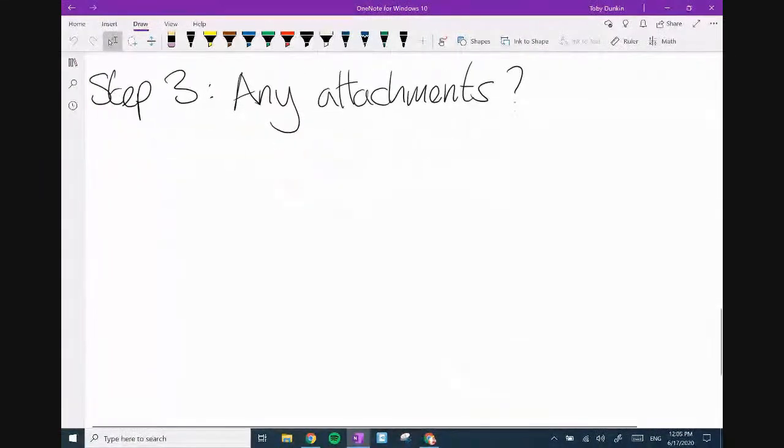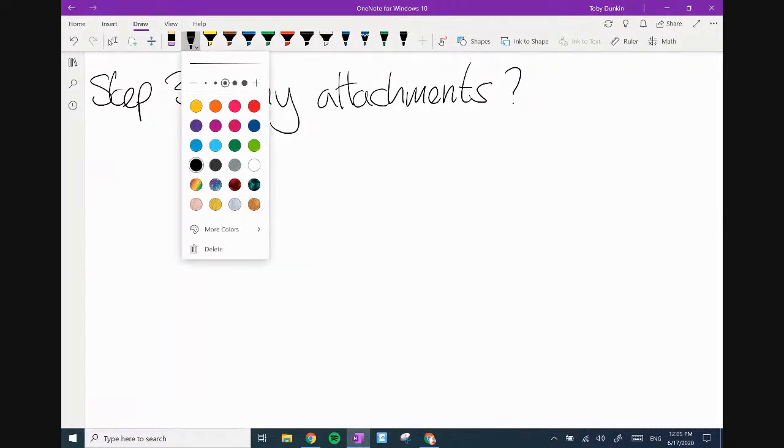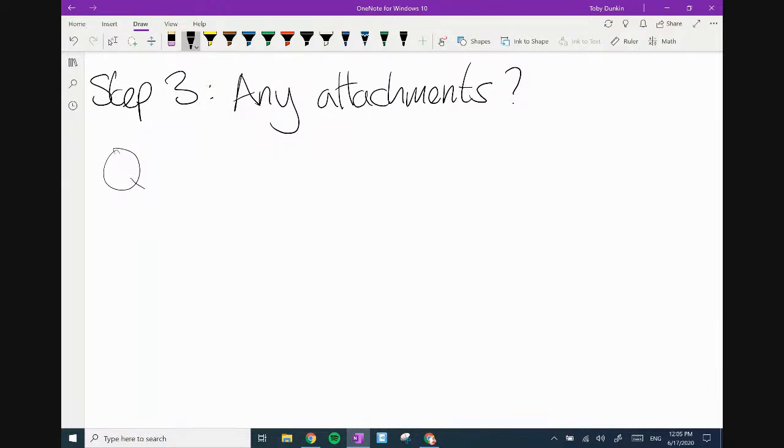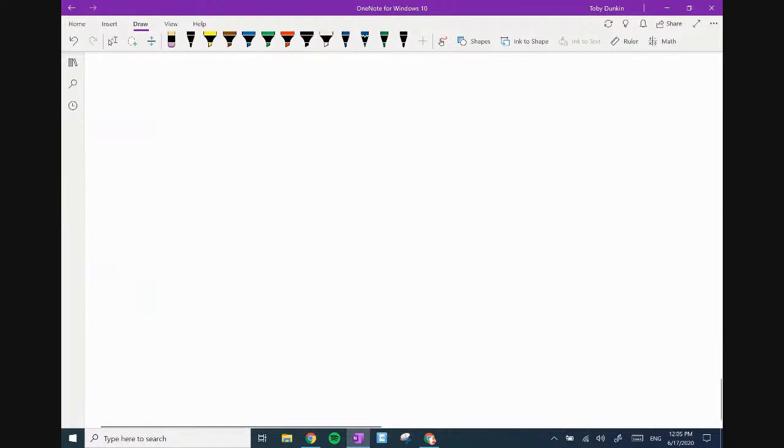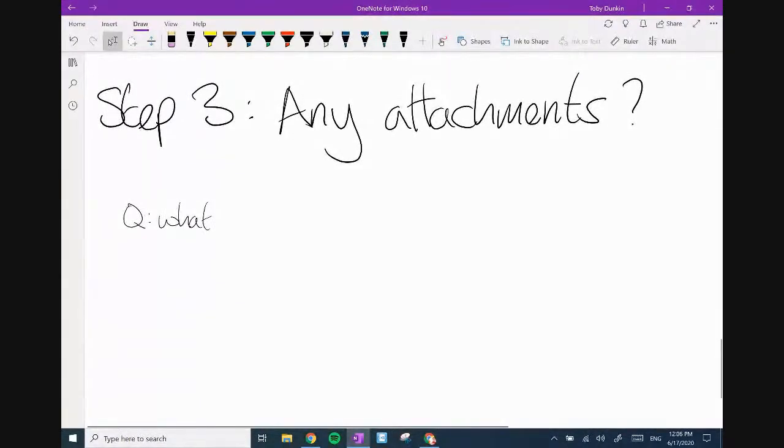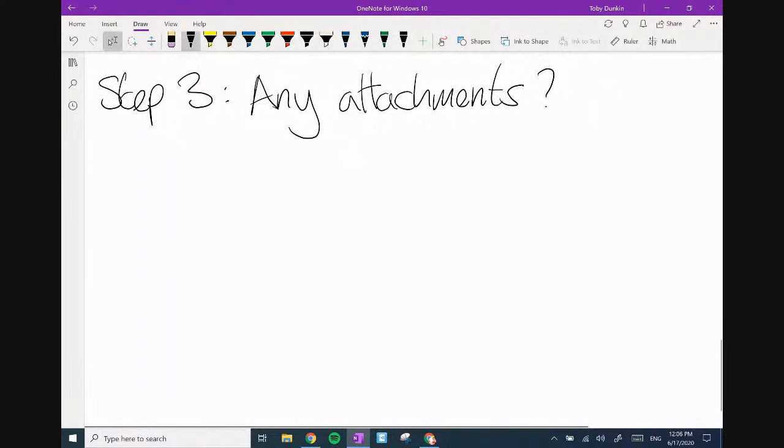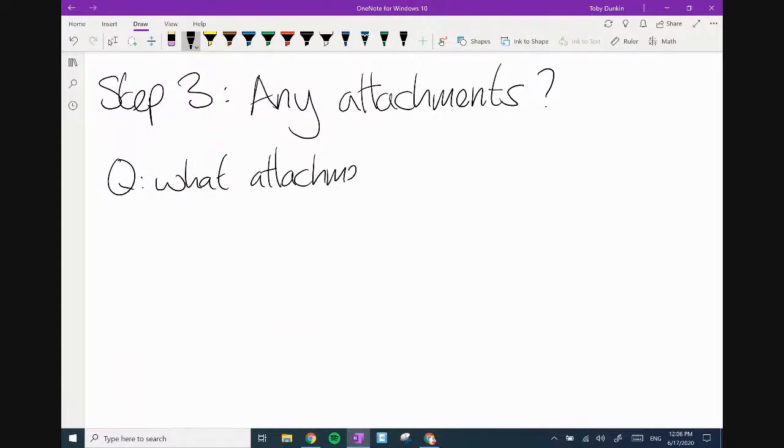So any attachments? Now we need to talk about our attachments. The great thing is at GCSE, there aren't many. So the question is, what attachments exist? What attachments are there?